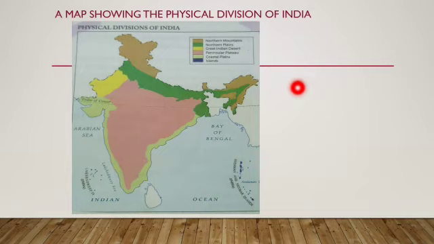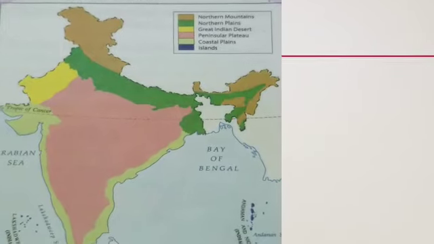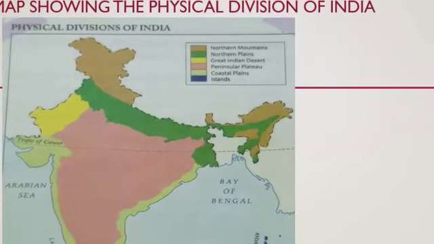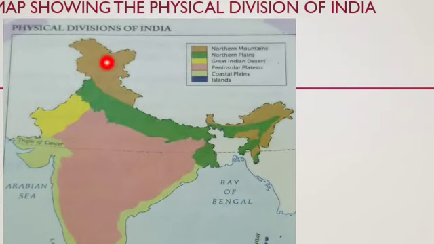Here is a map showing the physical divisions of India. The brown portion in the north denotes the northern mountains that include the Himalayas. The Himalayas form the northern border of India and are the highest mountain ranges in the world. Many rivers have their sources in these mountains.